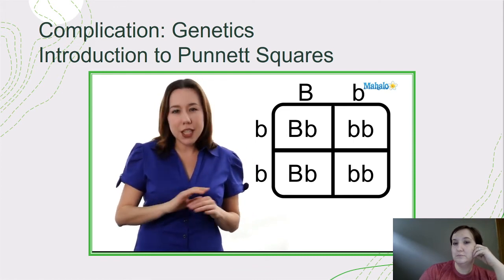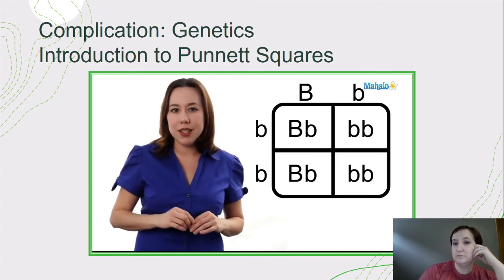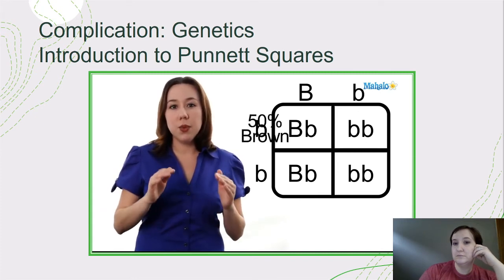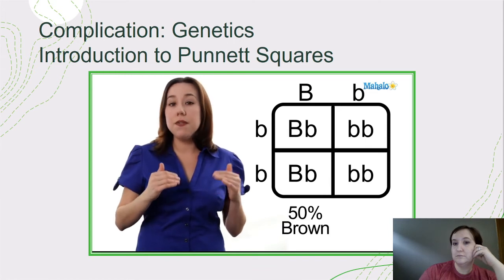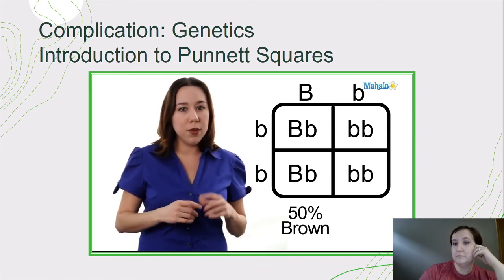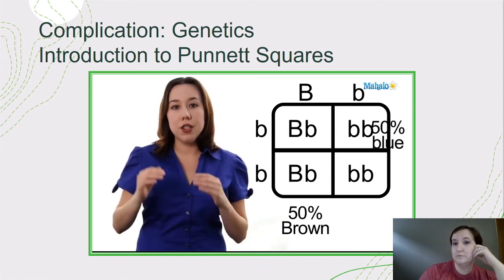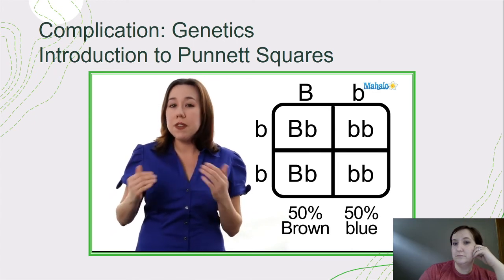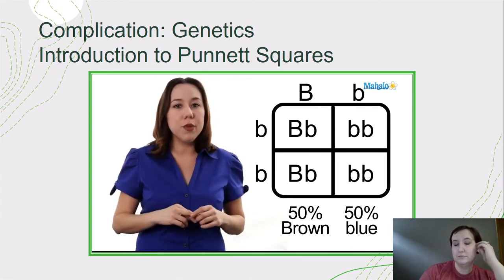Now remember, each of those squares is going to be 25%. So, we have a 25 plus 25 or 50% chance of getting an offspring with brown eyes. And we have a 25 plus 25 or 50% chance of getting an offspring with blue eyes.